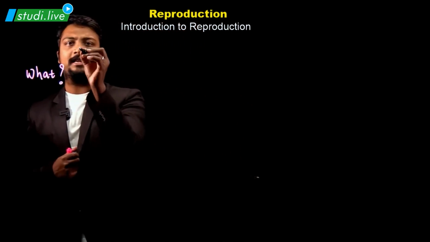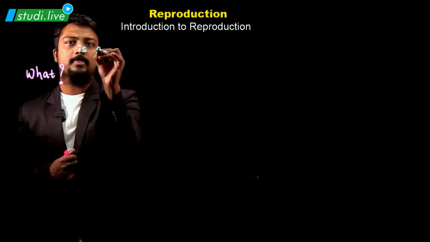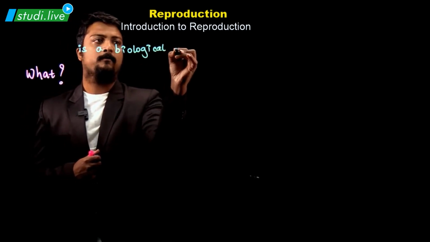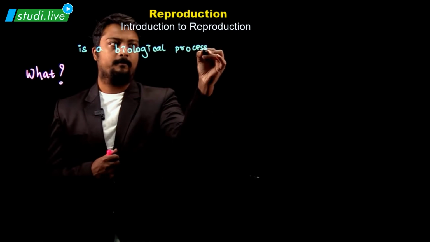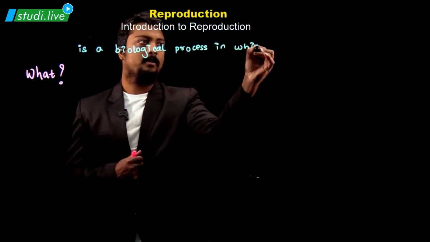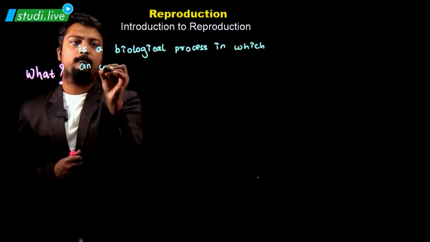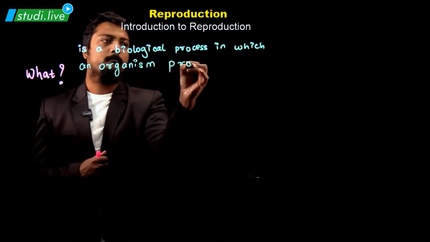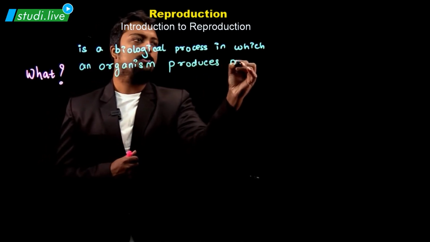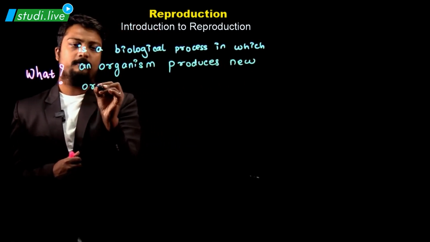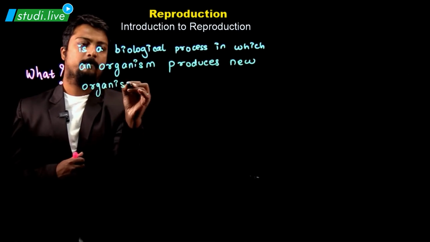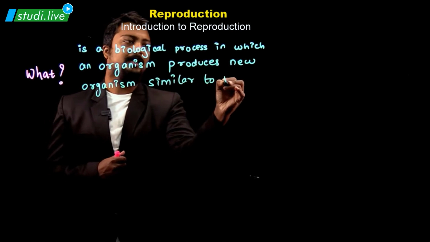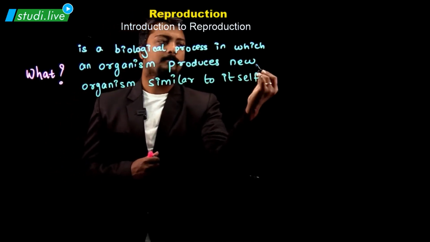So reproduction is nothing but a biological process in which an organism produces new organisms similar to itself. That means what?